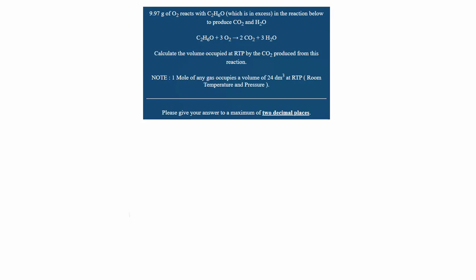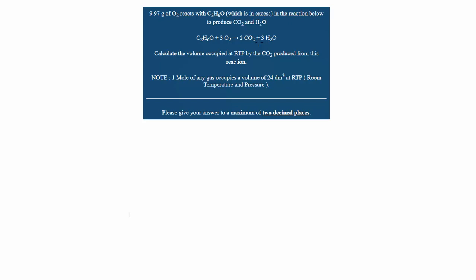So how am I going to go about working that out? Well, in order to work out the volume occupied, we're going to need the number of moles of carbon dioxide. The question tells us 1 mole of any gas occupies a volume of 24 decimeters cubed at room temperature and pressure, and we want to know how much volume would be occupied at room temperature and pressure. So we need to work out the moles of carbon dioxide. And that's not given in the question.